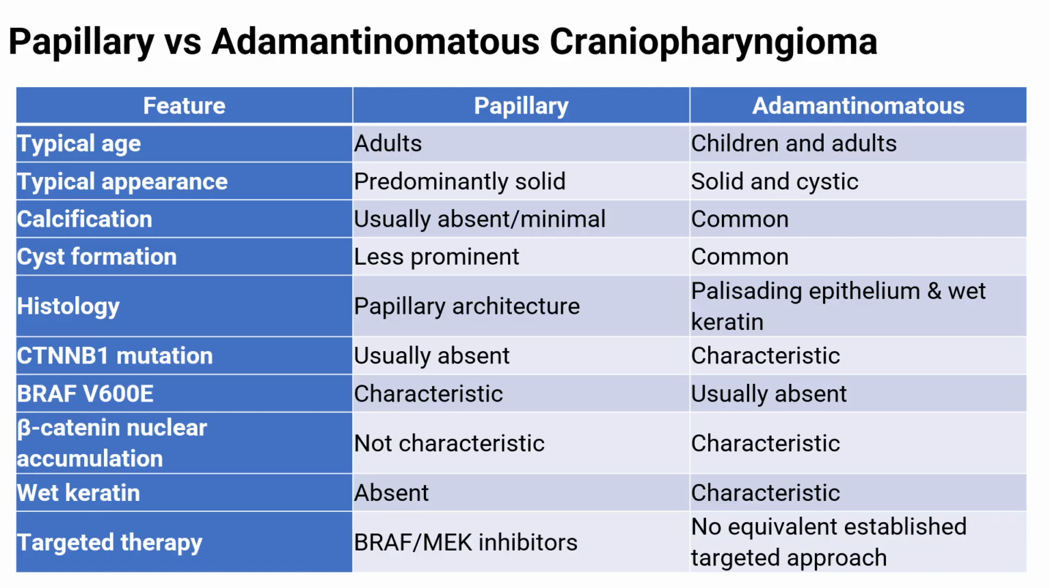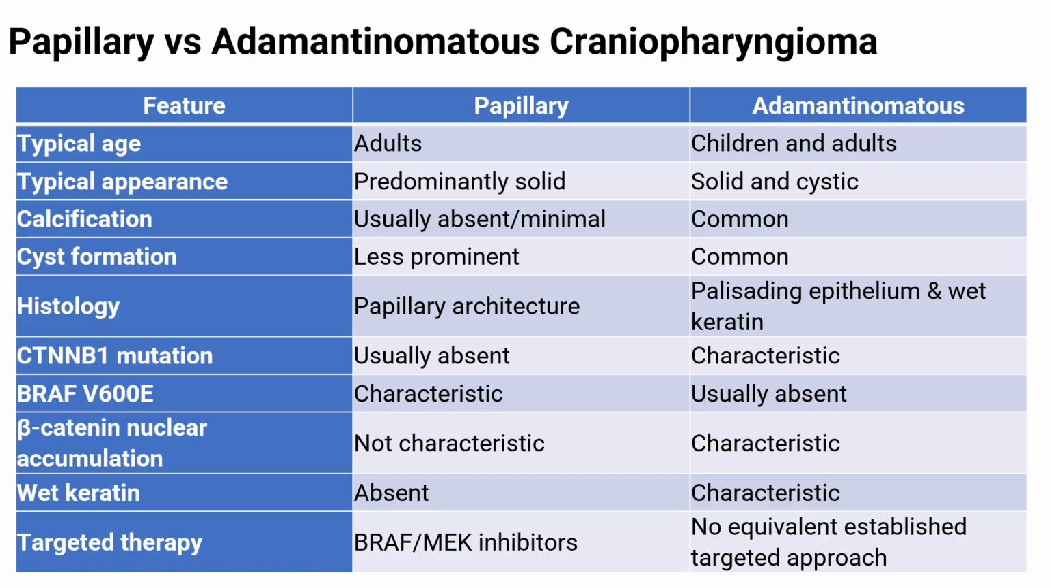Papillary and adamantinomatous craniopharyngiomas are distinct tumor types with important differences in age, appearance, histopathology, and molecular biology. Papillary craniopharyngioma mainly affects adults and is usually solid with little calcification. It characteristically carries the BRAF proto-oncogene valine 600 to glutamic acid mutation.